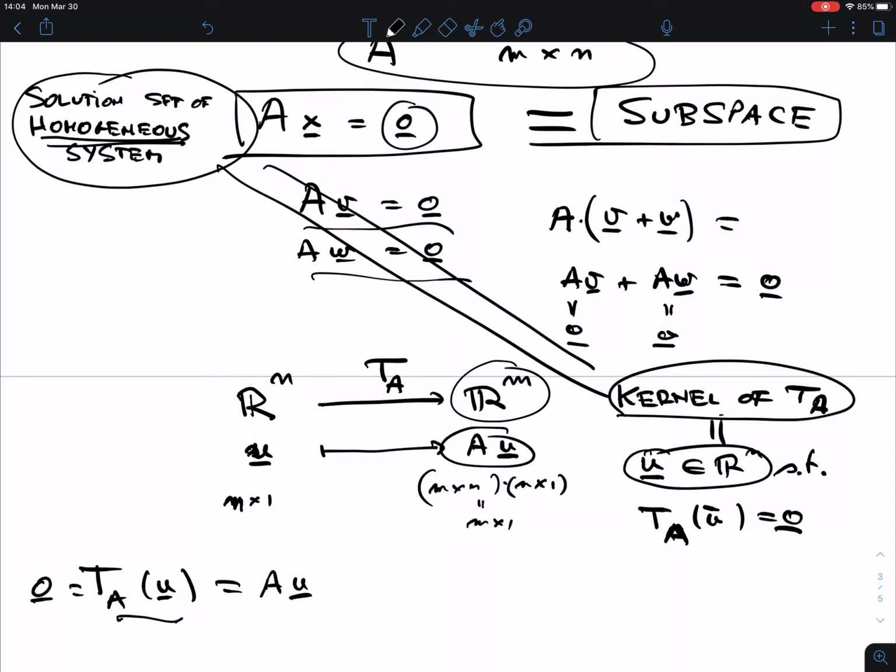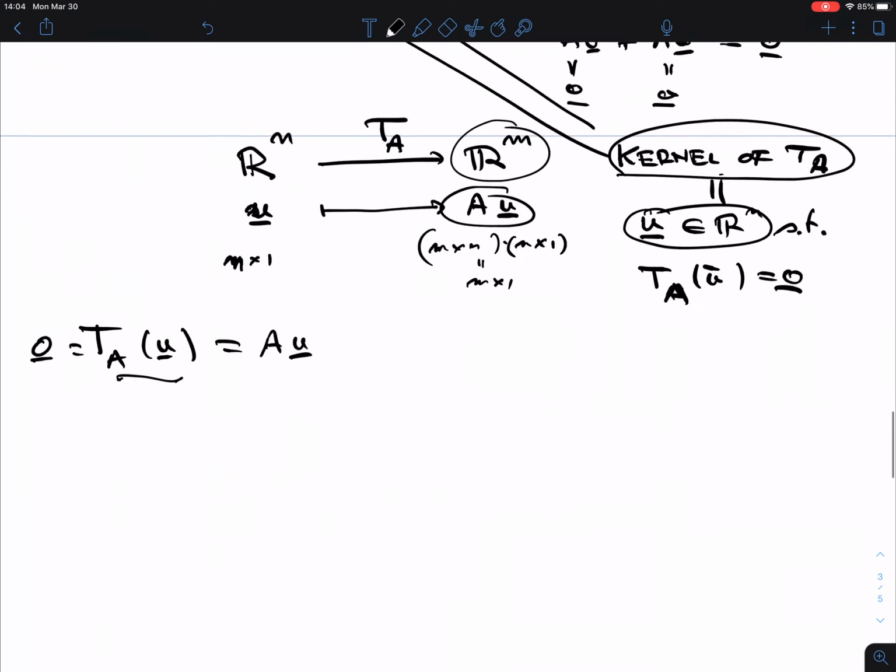Okay, so the homeworks will be a little bit on this. Let me do one example. Let's look at a matrix here. I'll take one from the book: 1, -2, 3.